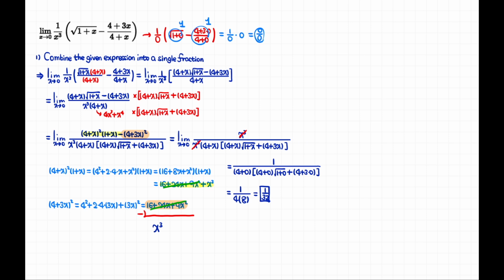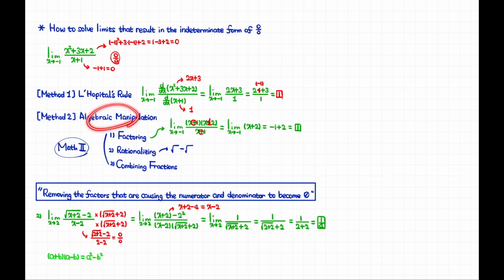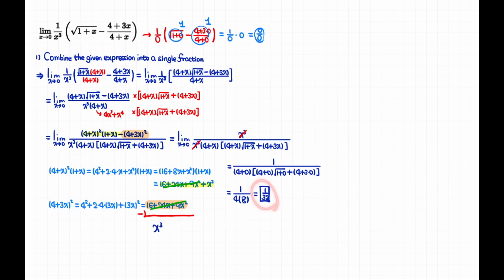So, in the end, we were able to solve a problem that was really tough to approach with L'Hopital's rule, but by using the second method, which is algebraic manipulation, we solved it and got the convergence value as 1 over 32. And what's the key takeaway? Exactly. Identifying the factor that causes 0, canceling that out, and then plugging in the value leads us to the limit value.